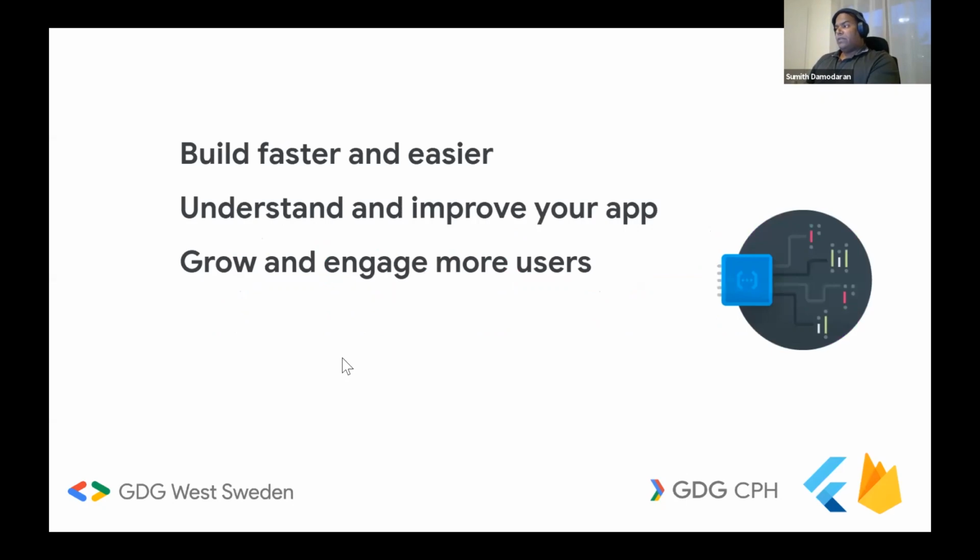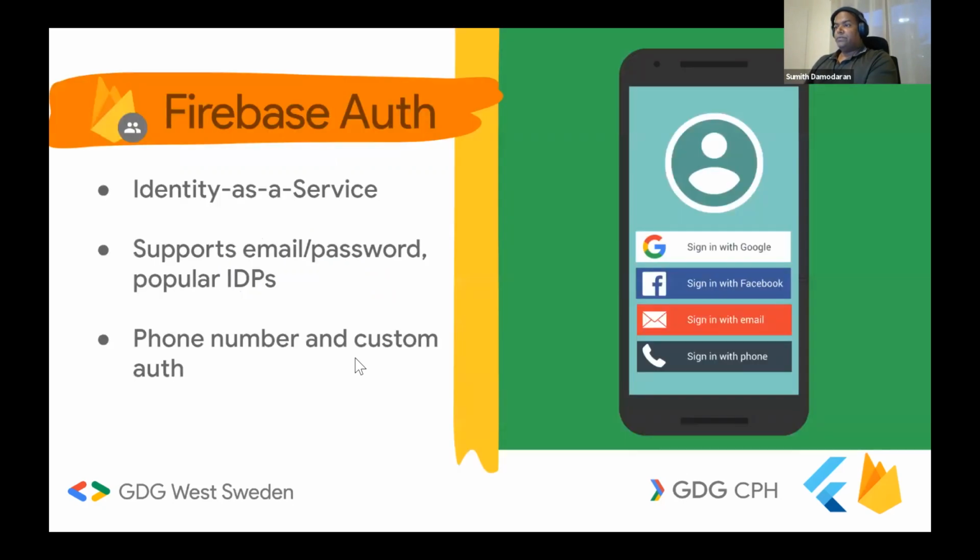The reason why we can think of using Firebase is basically you can build faster and easier apps. You don't have to think of having a backend service. You can use all the other products which I mentioned, the three categories. You can understand and engage with your UX to see which areas of the app are not being used and improve your app. And then you can grow your app with messaging and other products and engage much more with your users. The first thing we're going to look into is the Firebase auth.